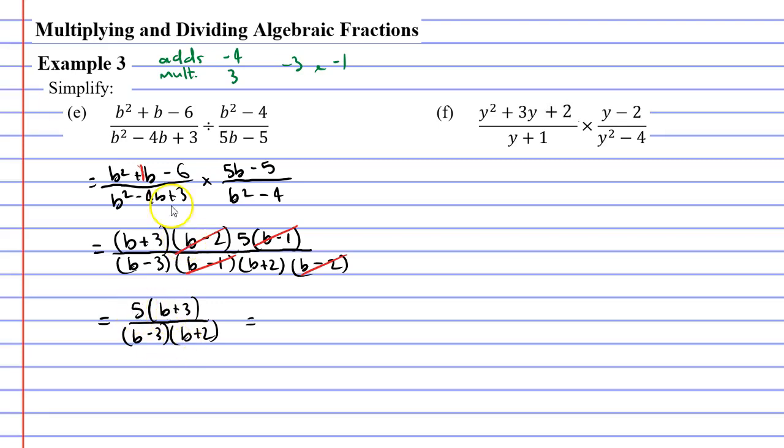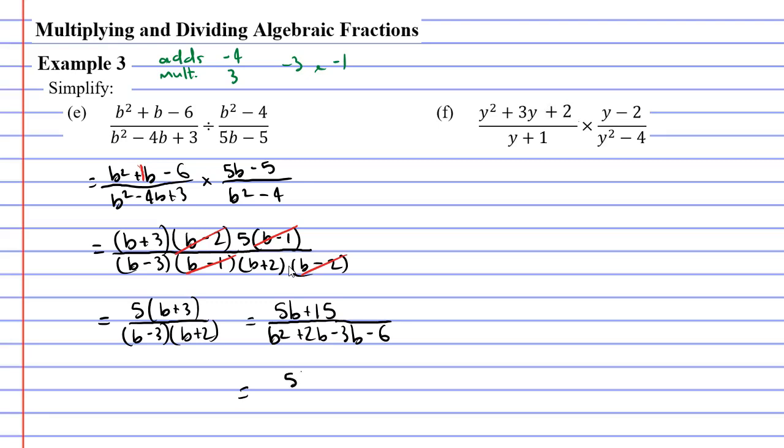5 times b is 5b, and 5 times 3 is 15. All right, b times b is b squared. b times positive 2 is plus 2b. Negative 3 times b is minus 3b. And negative 3 times positive 2 is minus 6.